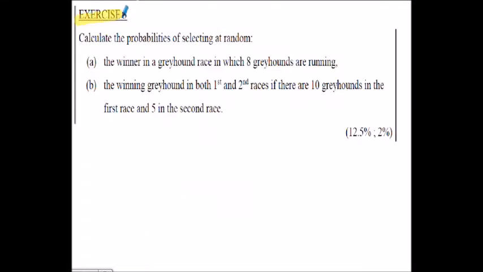I will leave you with exercise 3. In this case, you've got to calculate the probabilities of selecting at random, part A here, the winner of a greyhound race in which 8 greyhounds are running. And then part B, the winning greyhound in both the first and second races if there are 10 greyhounds in the first race and there are 5 in the second race. So be aware of that. In this case you have different numbers of greyhounds in the 2 races. Answers are given.